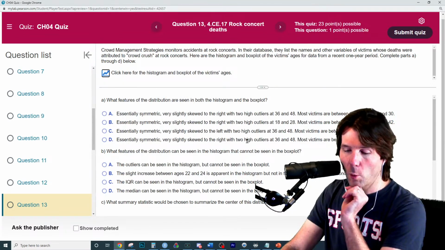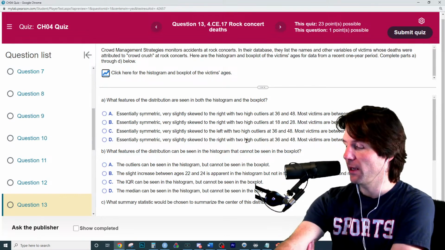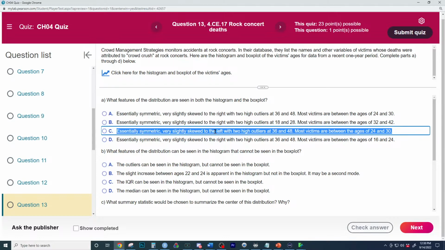So what features of the distribution are seen in both the histogram and the box plot? Definitely the outliers. We've seen outliers there. Essentially symmetric, very right skewed. Okay, so now over here, it's not left skewed, so this answer is now wrong.